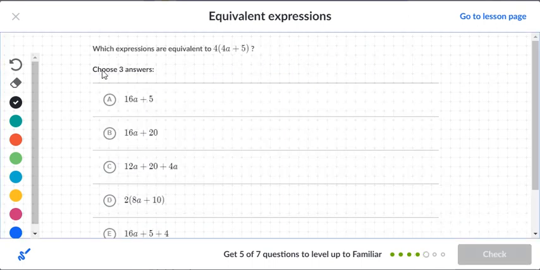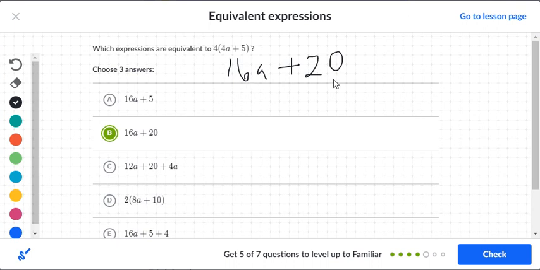Okay, next we want to choose up to 3 answers here, and they give us the expression 4a plus 5b. So we're going to take 4 times a is 16a, multiply this by 5, so that gives me 20. So we have 16a plus 20. Wow, A looks like it could be the answer, but it's not. It's B, because B is the exact match.